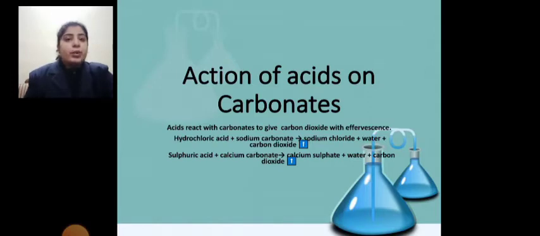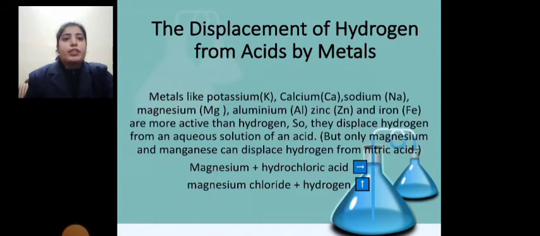So, let us look at an example. The first one is hydrochloric acid combines with sodium carbonate to give sodium chloride, water and carbon dioxide. Similarly, sulfuric acid combines with calcium carbonate to give calcium sulfate, water and carbon dioxide.